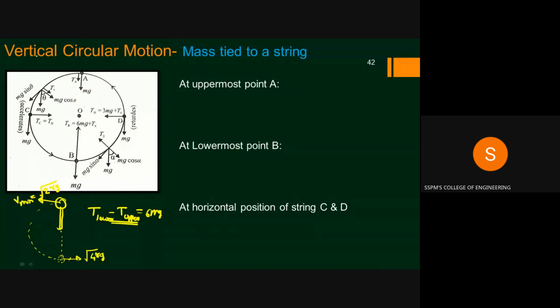So to solve problems on vertical circular motion, we should know all these formulae: VA, second is VB, next is VC or VD.